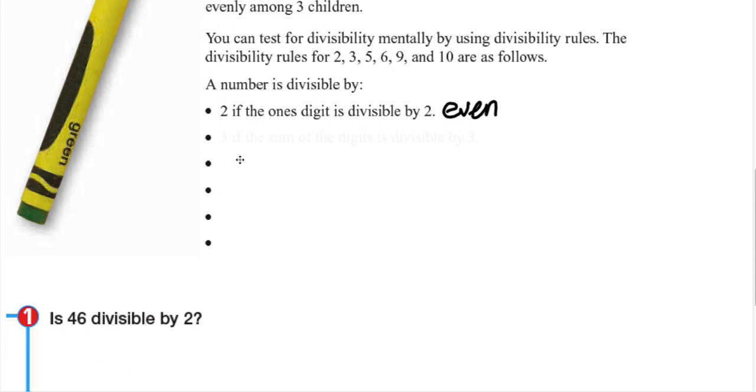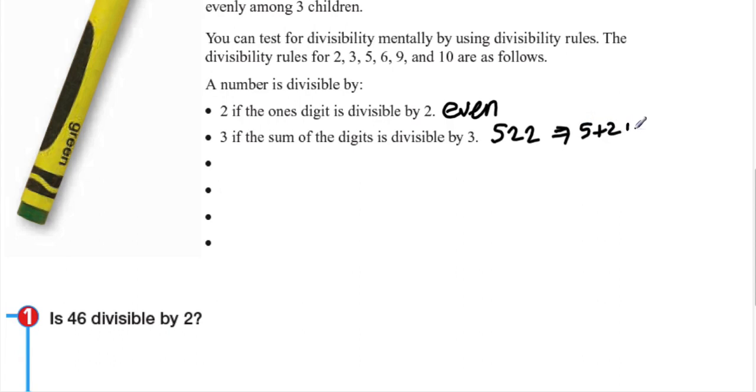A number is divisible by 3 if the sum of the digits is divisible by 3. For example, 522 is divisible by 3 because 5 plus 2 plus 2 equals 9, and 9 is divisible by 3. So 522 is divisible by 3.